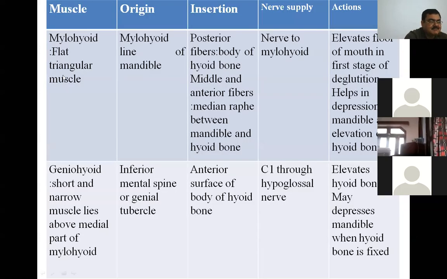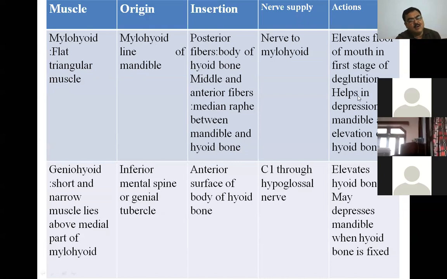So mylohyoid muscle is a flat triangular muscle. It takes origin from the mylohyoid line of the mandible; posterior fibers are inserted on the body of the hyoid bone, and middle and anterior fibers are inserted on the median raphe between the mandible and hyoid. ये both sides की यहाँ से हाइड बोन यहाँ से मैंडिबल से आकर के ये मीडियम रैपी यहाँ से आता है मीडियम रैपी और हाइड बोन में mylohyoid.